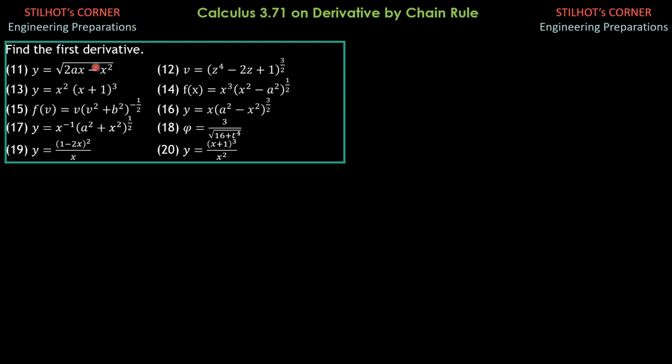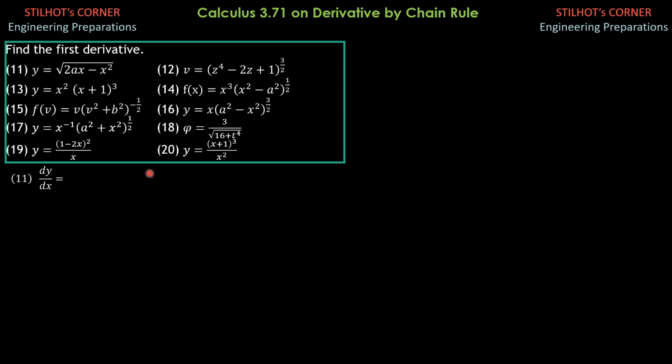So y equals square root of 2ax minus x squared. It's like y equals square root of u. This is the whole u. And the derivative of square root of u is the derivative of u with respect to x in the numerator divided by 2 square root of u. So if u is the quantity 2ax minus x squared, the derivative of u with respect to x is 2a minus 2x in the numerator. Then we copy in the denominator 2 square root of u. We just copy that.